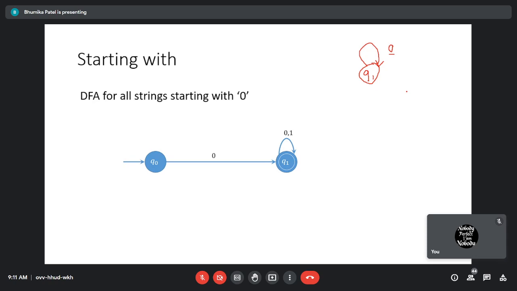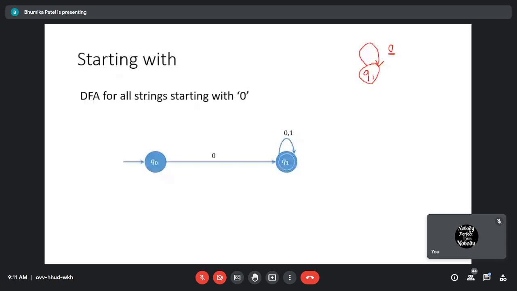So if we want to neglect it, we can do that if it is a self loop. The same meaning for 0, 1: at a time either 0 will be read or 1 will be read. At a time only one transition happens, either 0 or 1. And I will be in the same state. As you can see, it is a double circle, that means it is a final state.